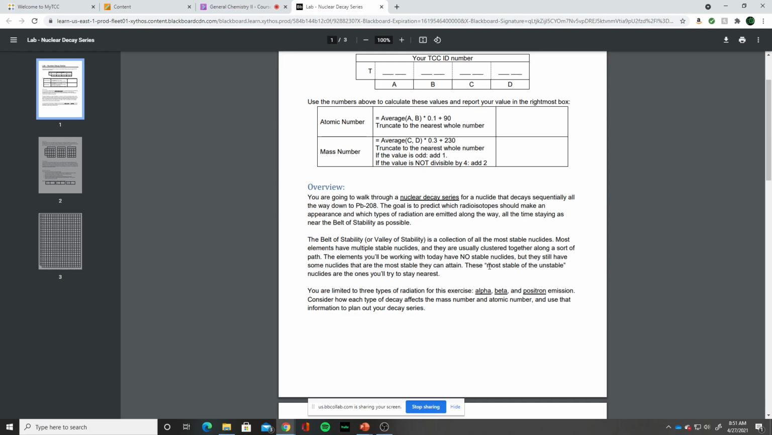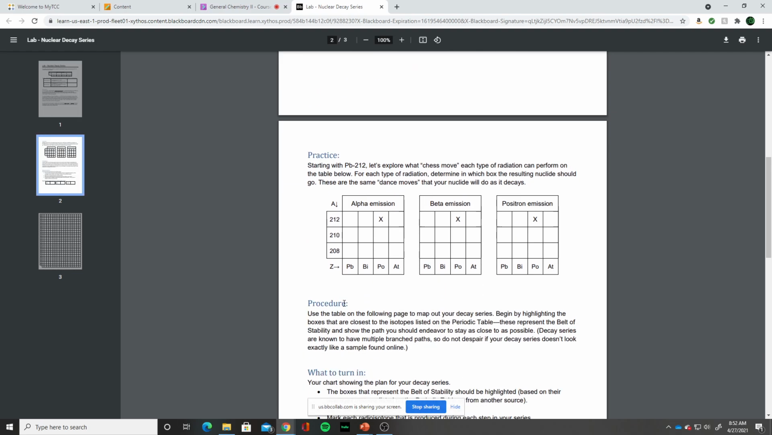Most elements have multiple stable nuclides, and they are usually clustered together along a sort of path. The elements you'll be working with today have no stable nuclides. But they still have some nuclides that are the most stable they can attain. These most stable of the unstable nuclides are the ones you'll try to stay nearest. You are limited to 3 types of radiation for this exercise: alpha, beta, and positron. Consider how each type of decay affects the mass number and atomic number, and use that information to plan out your decay series.